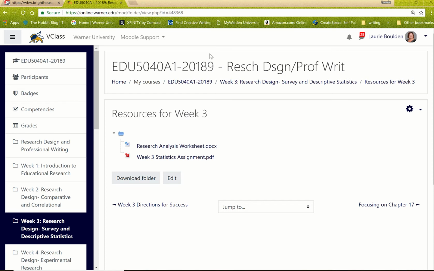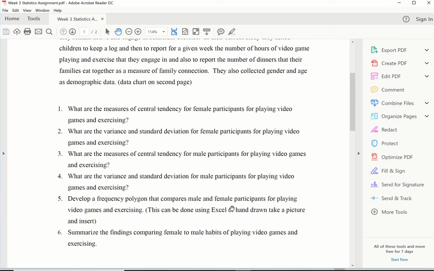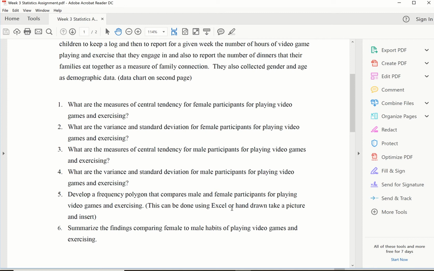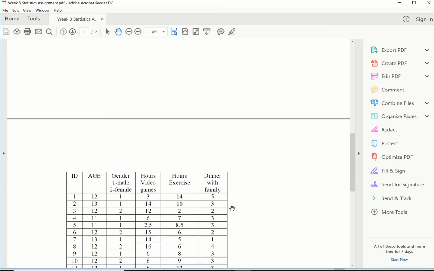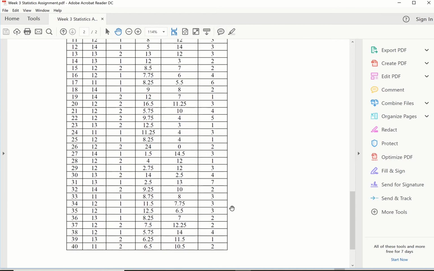I wanted to go through the statistics assignment, make sure everybody understands the different things that are being asked, and also show you where it is in the textbook. So, on the assignment, you'll notice the questions are on the first page, and then you have a data table on the second page.